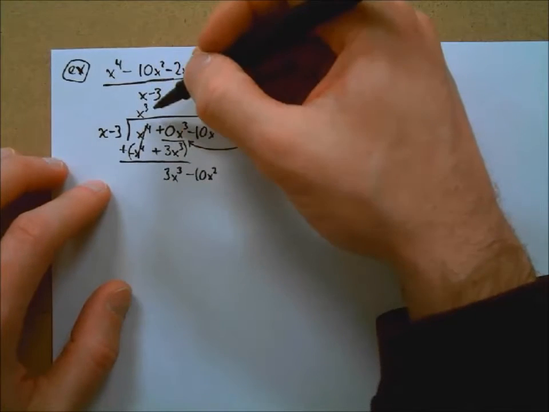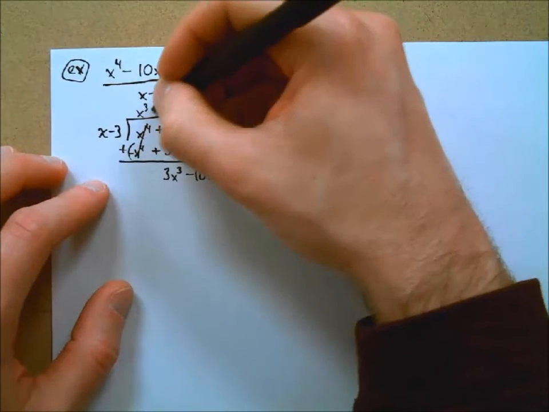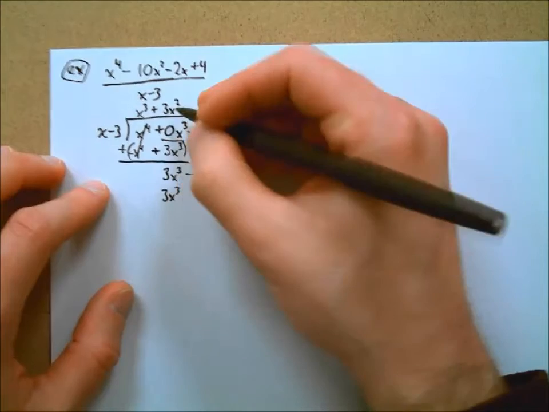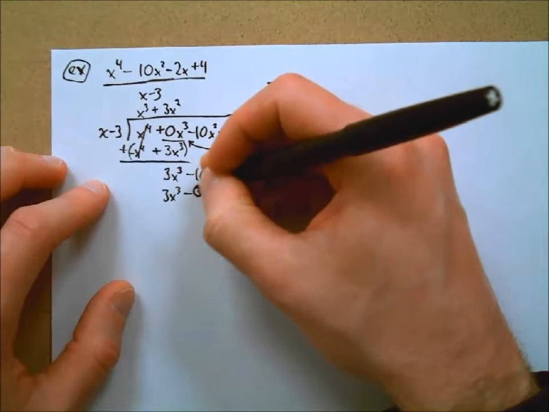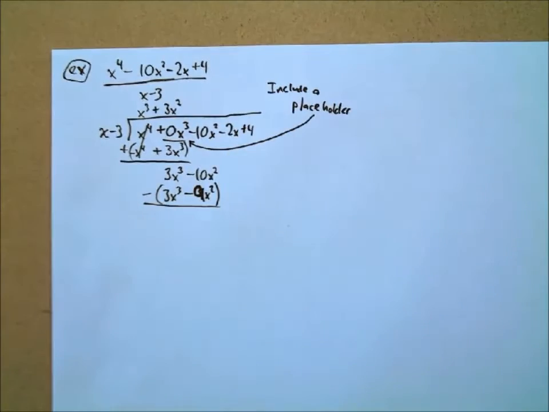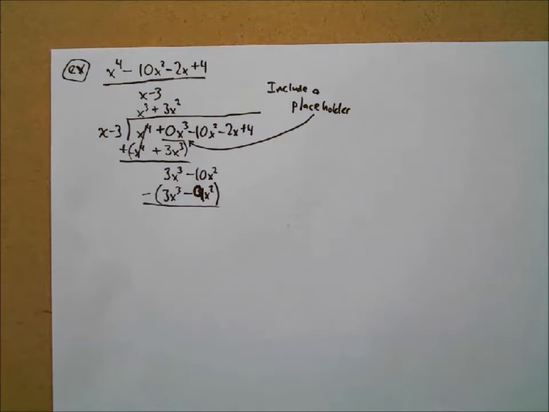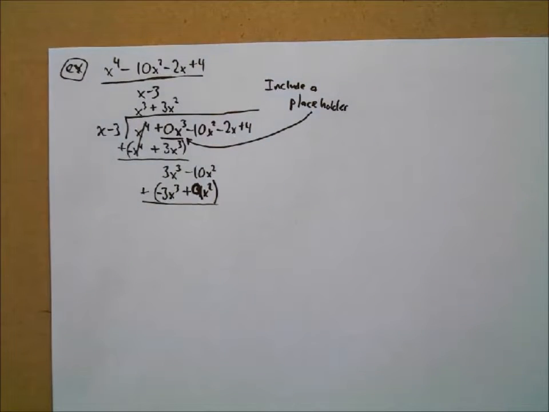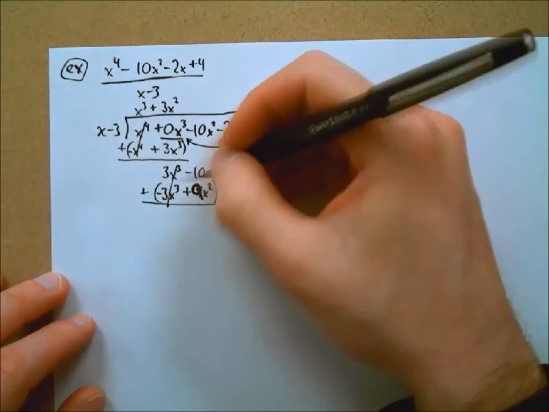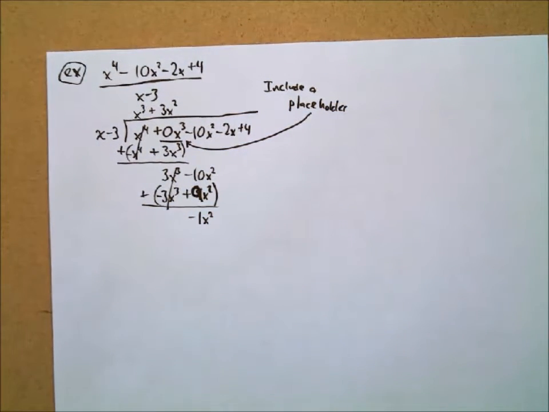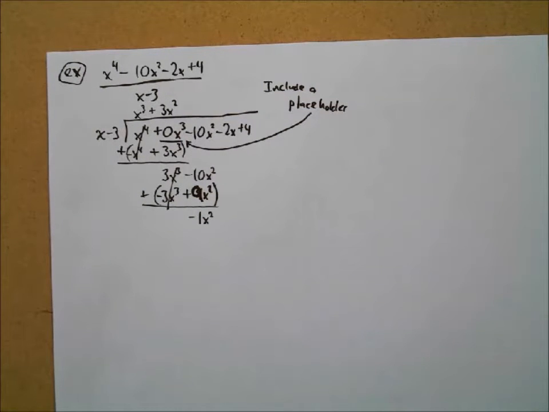All right, what times x gives you 3x cubed? Well, that's going to be 3x squared. So 3x squared times x is 3x to the third. 3x squared times minus 3 is minus 9x squared, my bad. Okay. So we're going to subtract that quantity. So then we'll, again, add the opposites. So plus negatives and positives there. 3x cubes cancel. Negative 10 plus 9, negative 1x squared. Bring down the minus 2x.